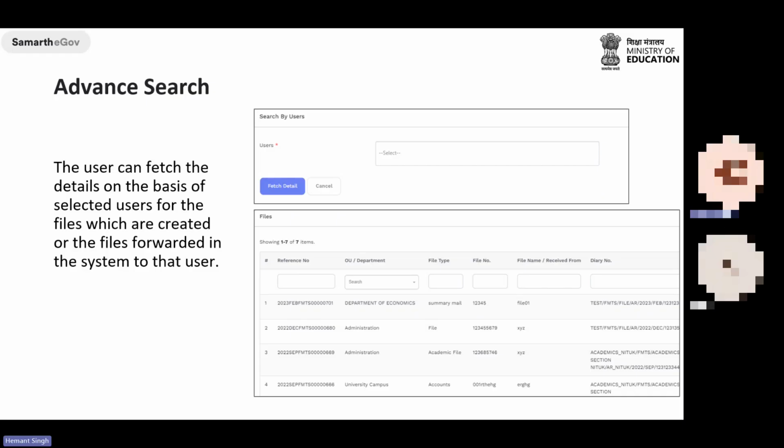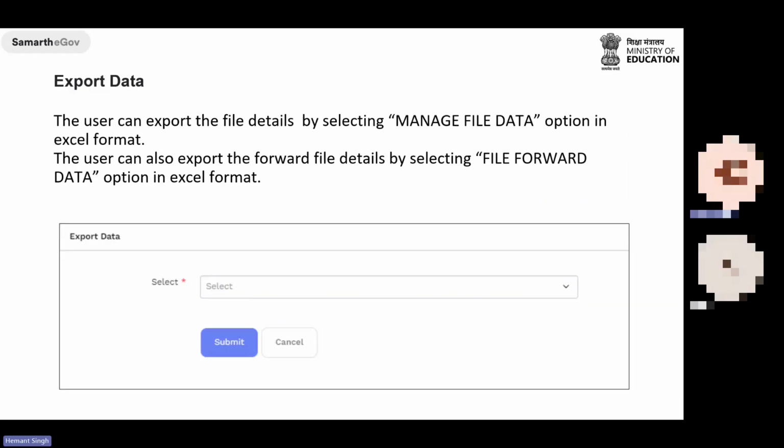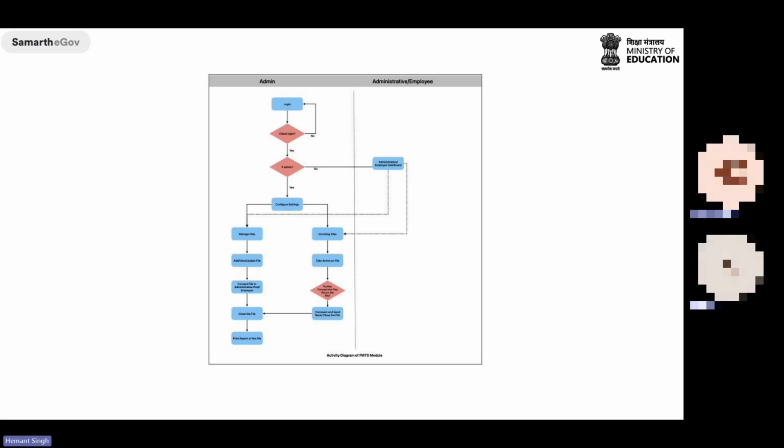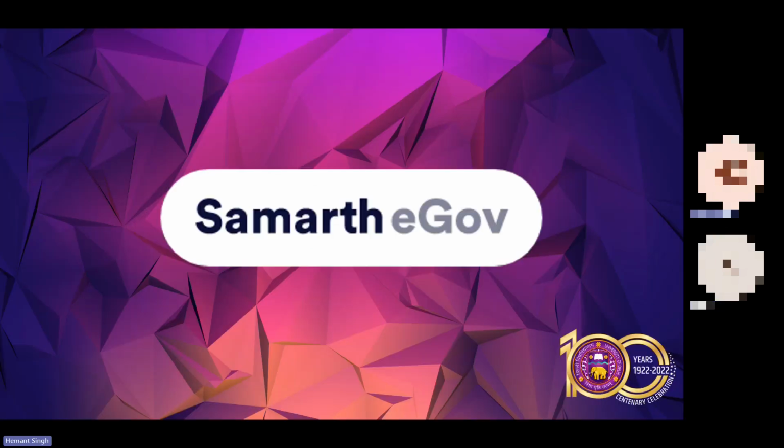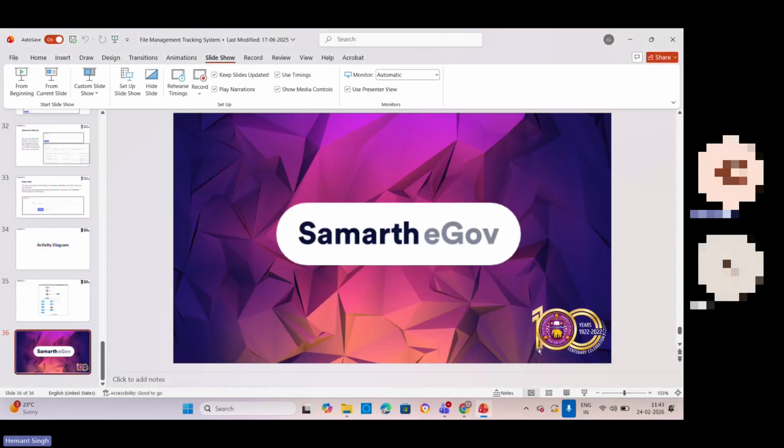User wise, you can download the file. Export data. This is, if you manage the file data, the option in Excel format. Forwarding file data is also in Excel format. This is the activity diagram and admin access, and this is the administrator and employee options. So this is the complete PPT of the file management module.